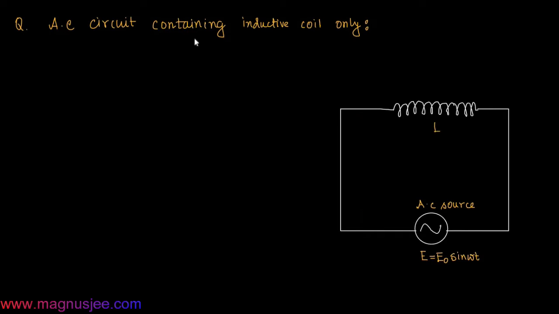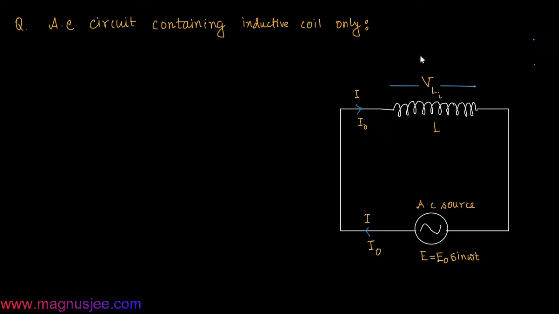AC circuit containing inductive coil only. In the circuit, an inductive coil of inductance L is connected to an AC source of EMF E equal to E0 sin omega t, and an instantaneous current I is generated from the AC source. That instantaneous current I, with peak value of current I0, flows through the inductive coil of inductance L.